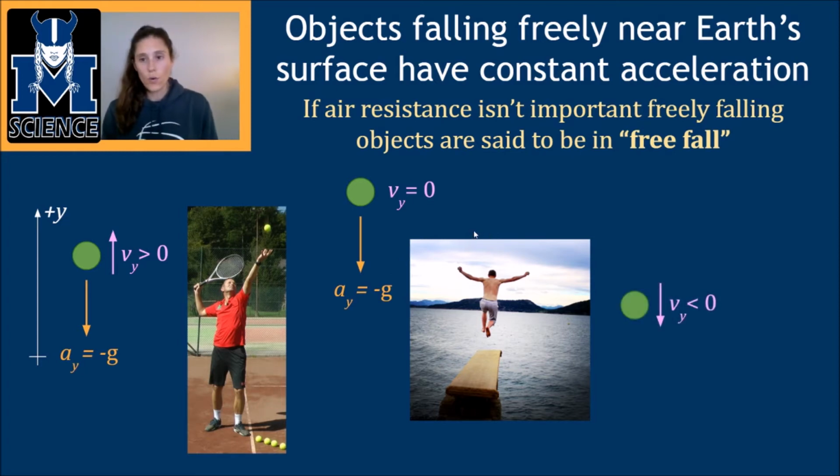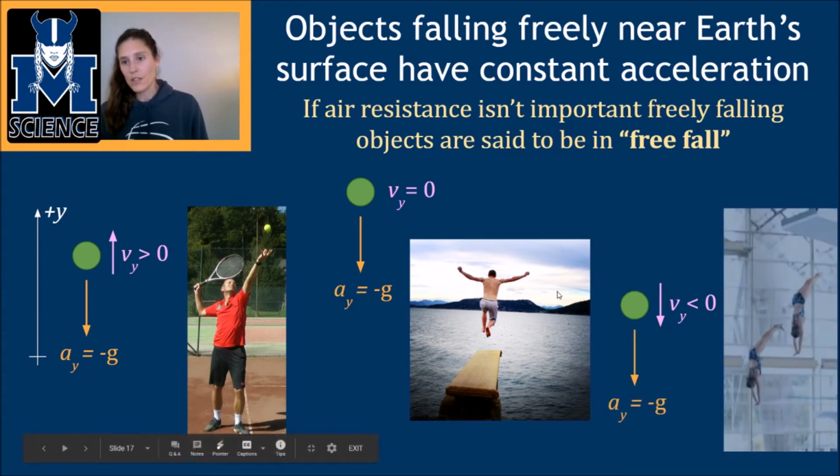And again, if an object has a negative velocity in this reference frame that you've set up, acceleration is still going to be negative g. An example of this is when divers dive off the platform. They're falling towards the pool. They have a negative velocity in this reference frame, and their acceleration is still negative g. In this case, they'd be speeding up because their velocity and acceleration are in the same direction.